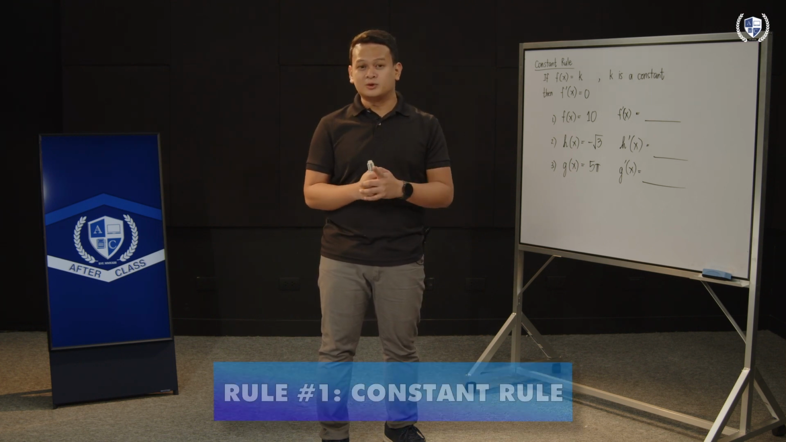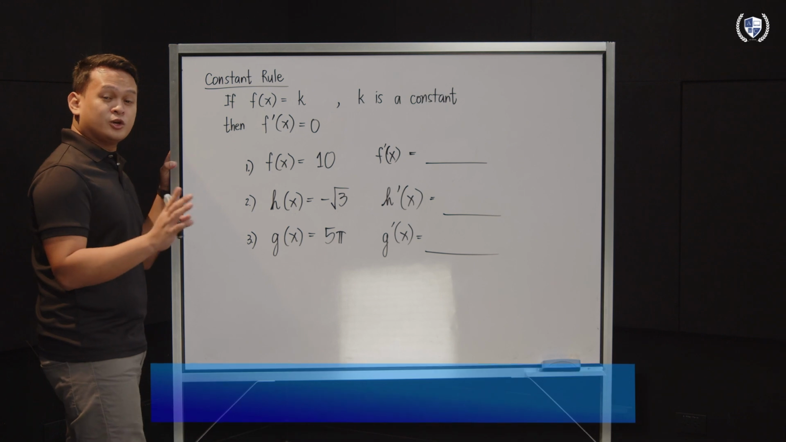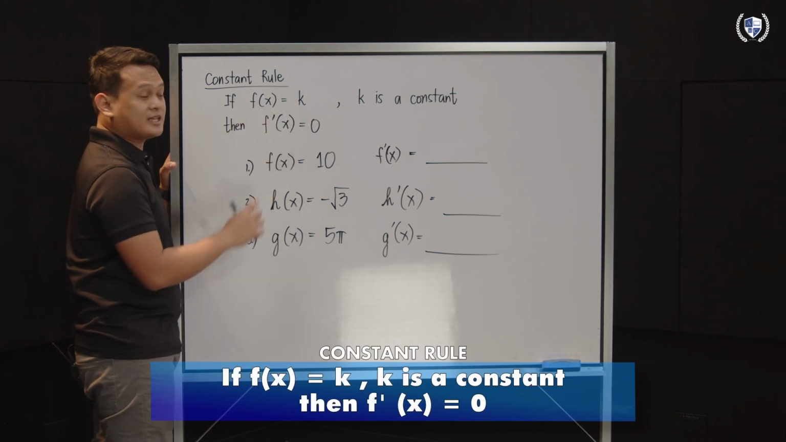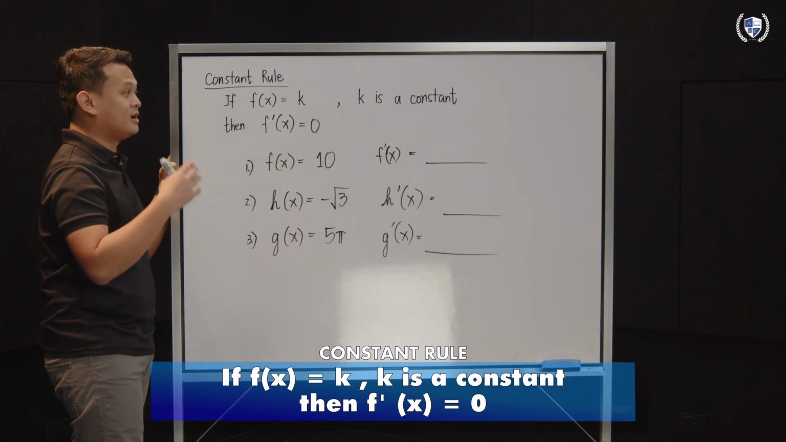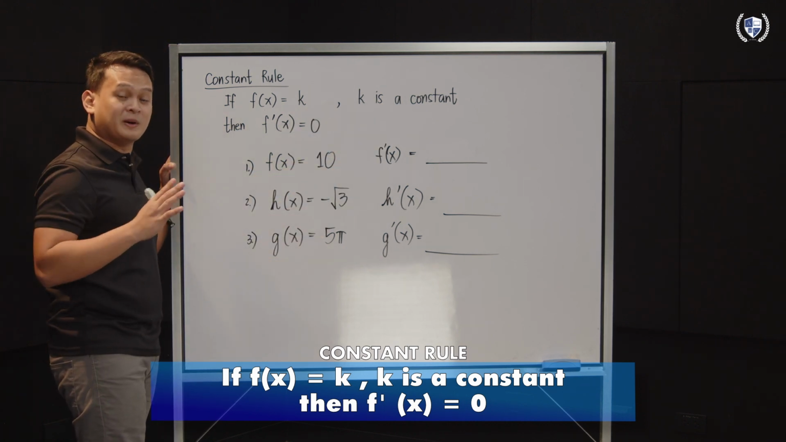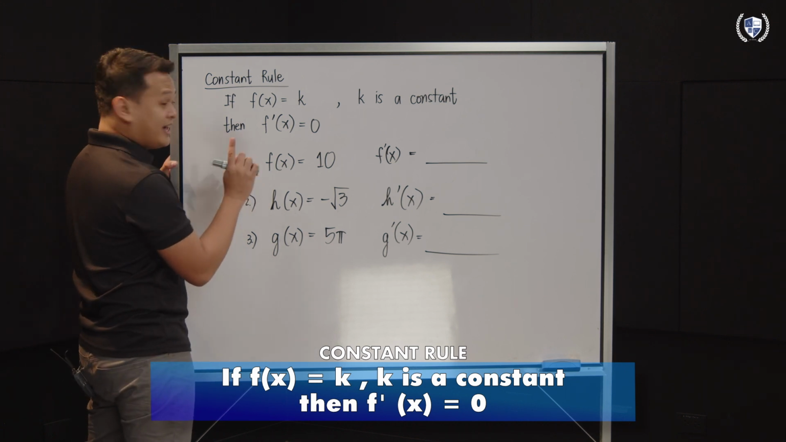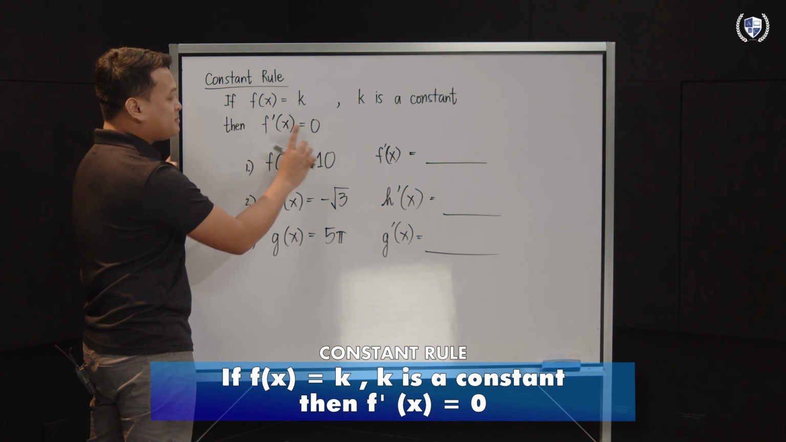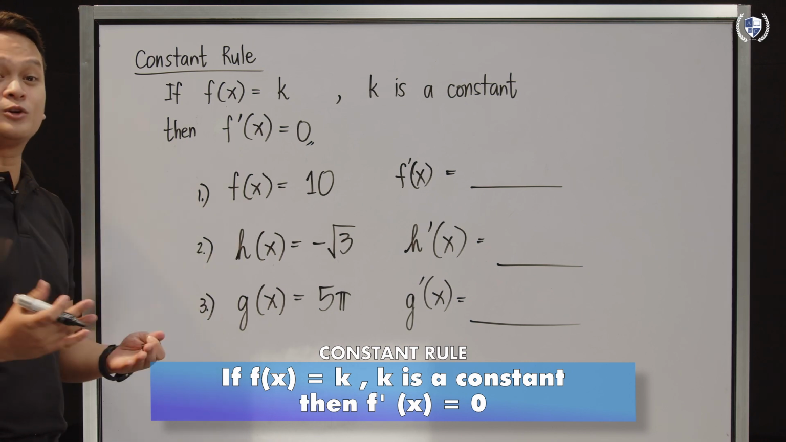And the first rule is the constant rule. At ano ba yung constant rule? Let's say you're given the function f of x equals k. At ano yung k dito? K is a constant, a number, or any value na hindi nagbabago syempre yung value niya. Then, ang magiging derivative ng function mo will just be equal to 0. And I mean, equal sa 0, yung number na 0 talaga.